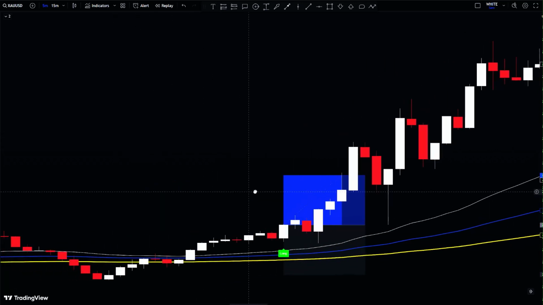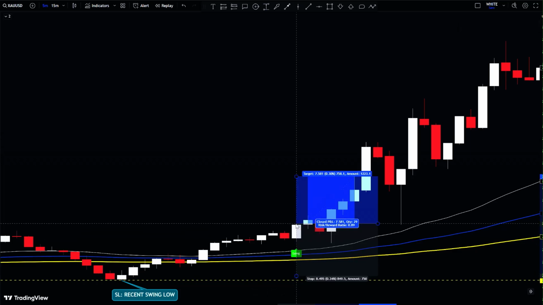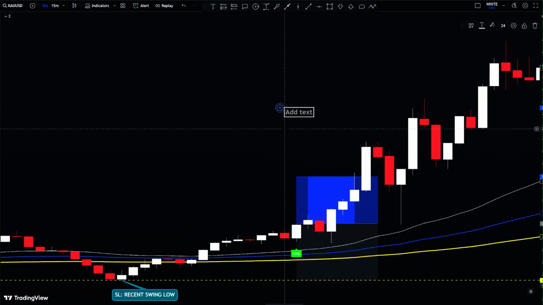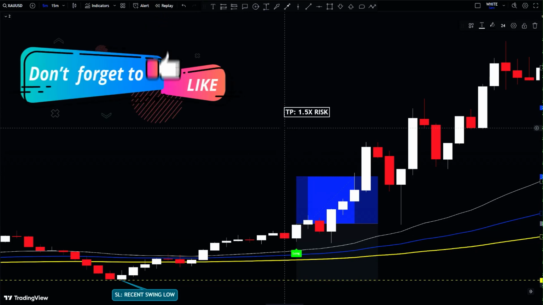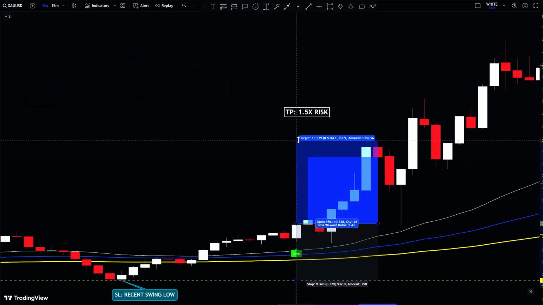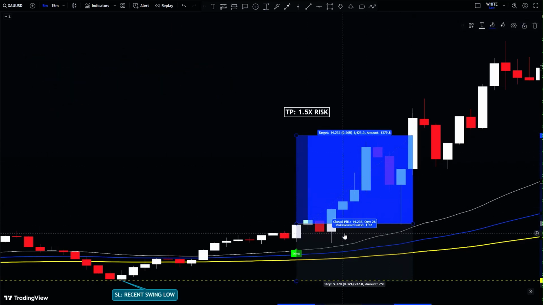Next, you've got to set your stop loss to protect your trade. Place it at the recent swing low, just in case things don't go as planned. Better safe than sorry, right? Finally, let's figure out the take profit target. Aim for a reward that's 1.5 times the risk you're taking on the trade. That way your potential gains outweigh the risk, making it a smart trade.